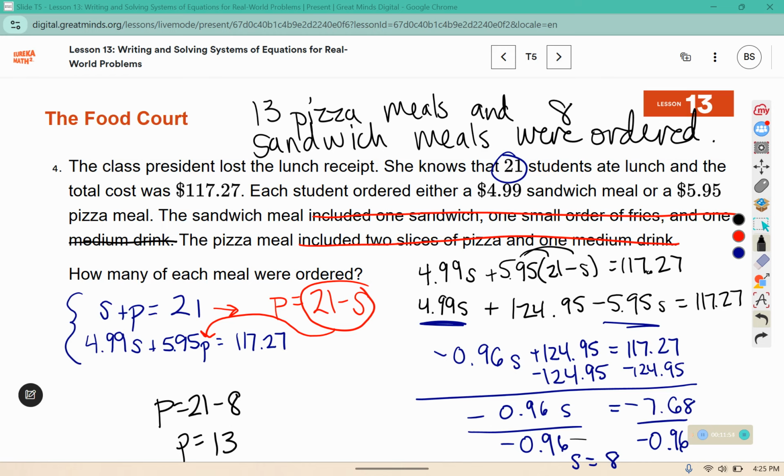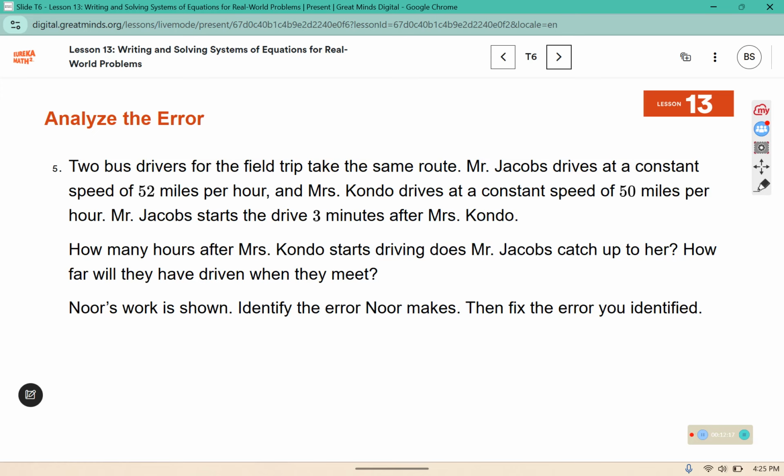Two bus drivers for the field trip take the same route. Mr. Jacobs drives at a constant speed of 52 miles per hour, and Mrs. Kondo drives at a constant speed of 50 miles per hour. Mr. Jacobs starts the drive 3 minutes after Mrs. Kondo. How many hours after Mrs. Kondo starts driving does Mr. Jacobs catch up to her? How far will they have driven when they meet? Noor's work is shown. Identify the error Noor makes, then fix the error you identified.